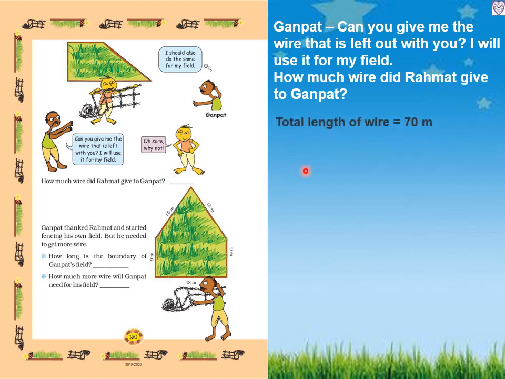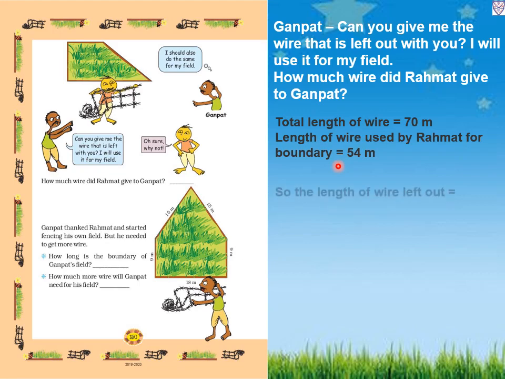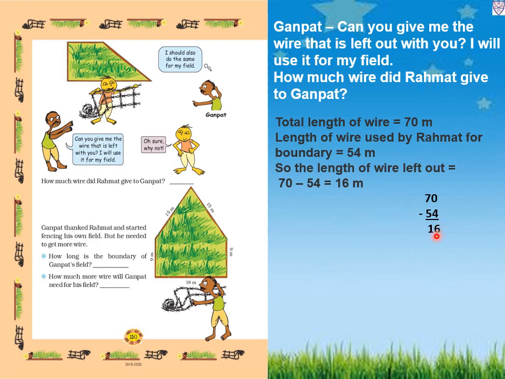So the total length of wire Rahmat bought is 70 meter, and his field boundary is 54 meter. Length of wire used by Rahmat for the boundary equals 54 meter. So how much length will he give to Ganpat? The length of wire left equals 70 minus 54, that is 16 meter. So Rahmat gave 16 meter wire to Ganpat.